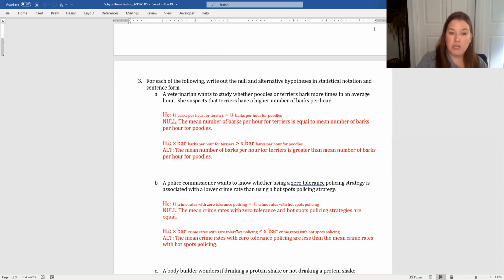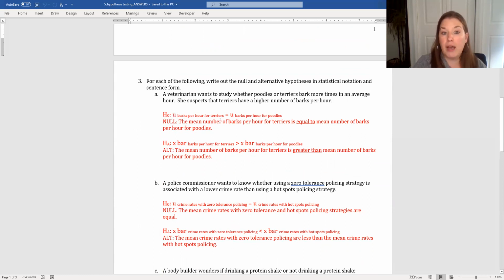Okay. Then 3, all of these ones are now having you practice write out the null and alternative hypotheses in statistical notation and in sentence form. So always, as review first, remember for statistical notation, the null is always this H0. We're using the mu, that's a funky little lowercase u. When you're typing it out, just use a regular u.